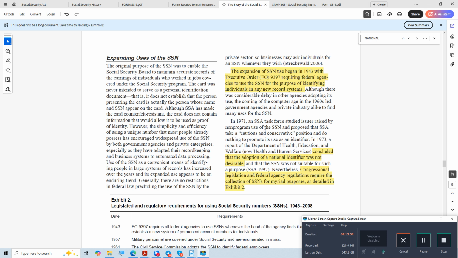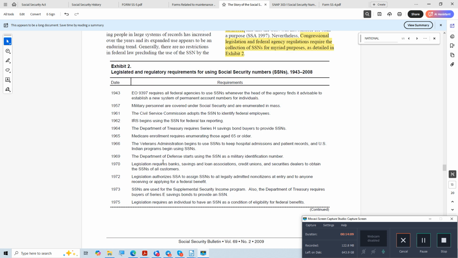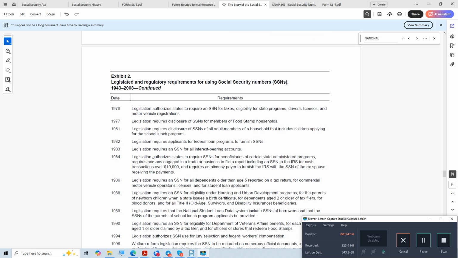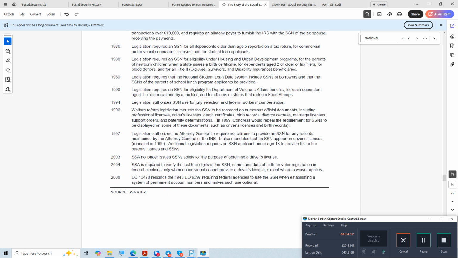Then they did a thing in 1971. A task force did some looking, and they concluded that the adoption of a national identifier is not desirable. Nevertheless, congressional legislation and federal agencies and regulations require the collection of SSNs for a myriad of purposes, as detailed in Exhibit 2. All these different things here. So basically, right, it's your national identification. That's why I don't ever want you to show it. And then they only put these last four numbers because technically that's not your Social Security card. It's part of a scheme.